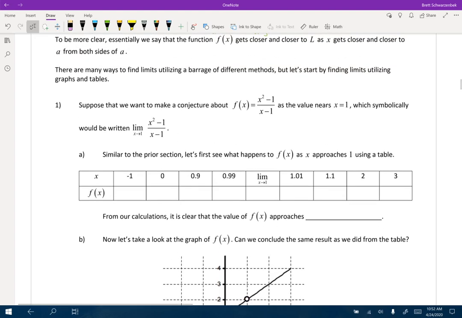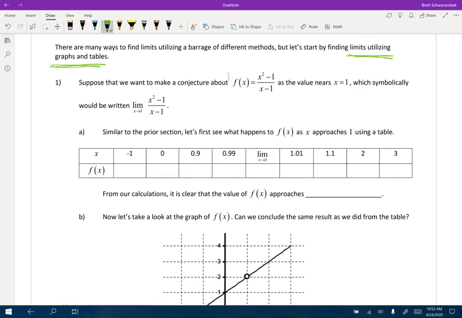Okay, so limits utilizing graphs and tables. So our first equation that we're going to deal with in our number one here is our first example is going to be the function x squared minus 1 over x minus 1. And we want to know what's happening at this graph as it nears x equals 1. So from a limit standpoint, we would write that in the following way. The limit here as x approaches 1 of the function x squared minus 1 over x minus 1.